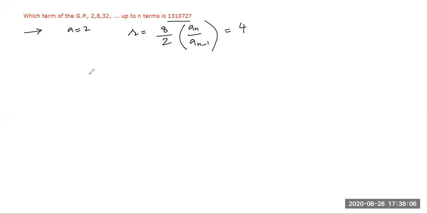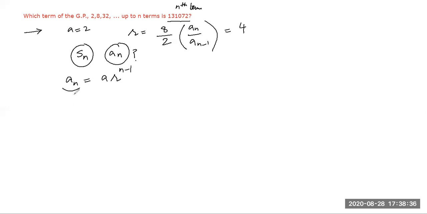So the term is given. So please tell me whether Sn is given or An is given. You tell. An is given, not Sn. Sn is the sum of n terms. He has given the nth term. This is the nth term. Am I right? So an is given. So which formula will we use? Please tell me. An is equal to a into r raised to power n minus 1.